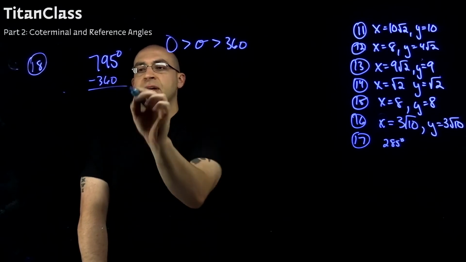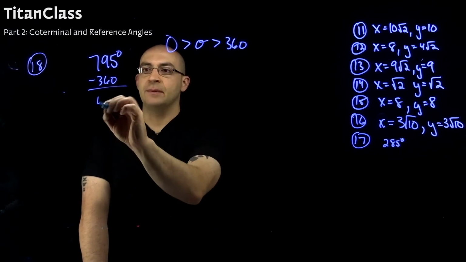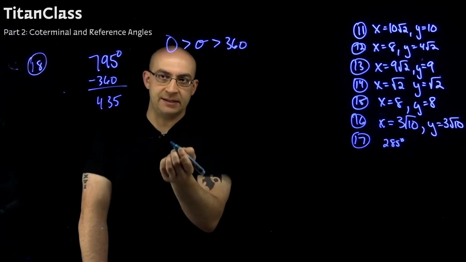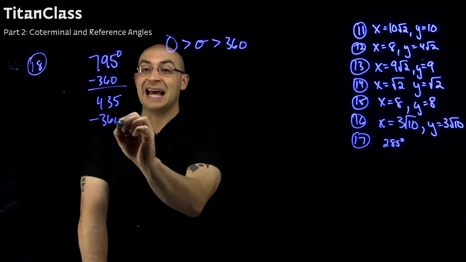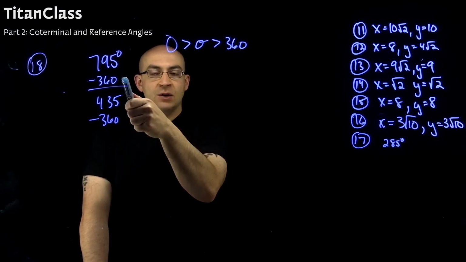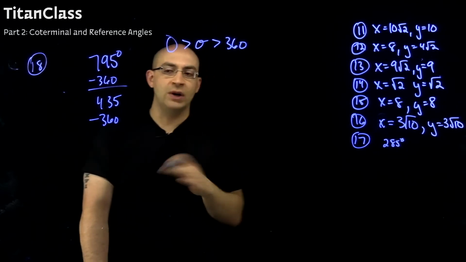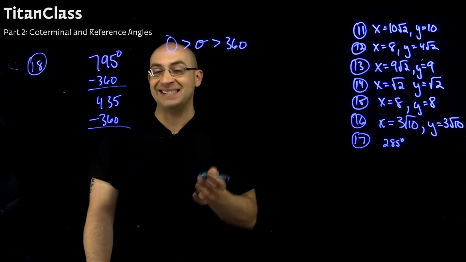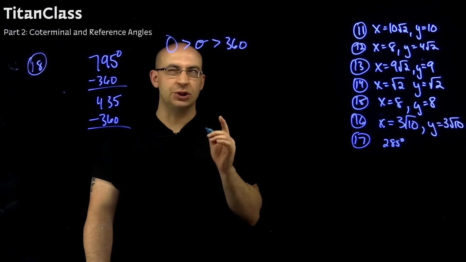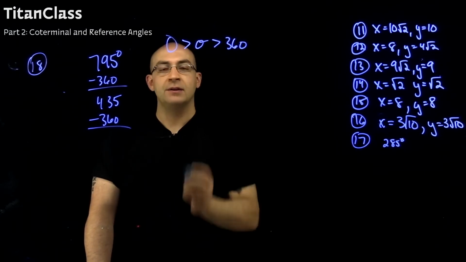If I subtract 360 from this, it's not enough, right? I'm going to get 435. Seems like a pretty easy calculation. So we're going to have to do that again. One revolution we're taking away, a second revolution we're taking away. We don't want it to go around twice. We want it at its base, one time around, or just before it got to one full time around, right?